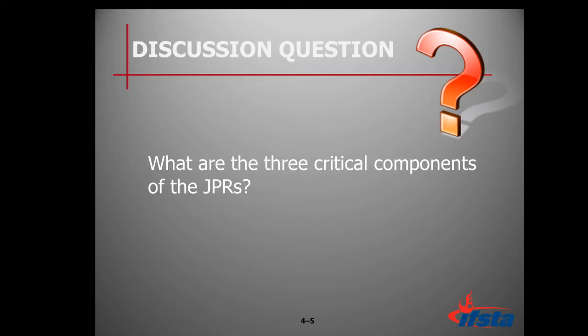Let's talk about job performance statements real quick. What are the three critical components of the JPR? We might have to refer back to the book. Your JPRs are laid out in NFPA standards, and they will actually list the job performance requirement of what the student should be able to accomplish after that training.